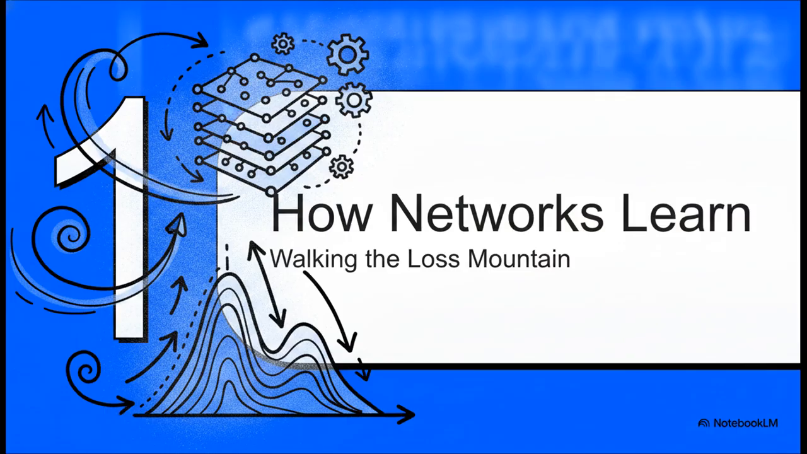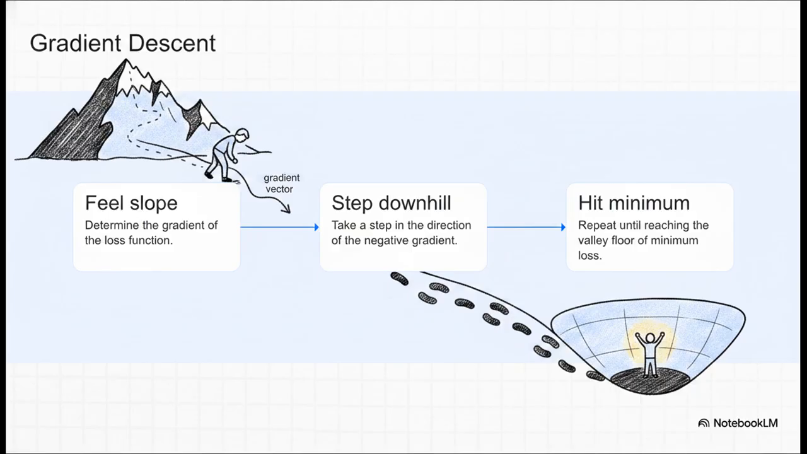Walking down the mountain: how networks learn. Okay, so we have this curving, bending network, but how does it actually learn? This brings us to a beautiful concept called gradient descent. Imagine you're trying to walk down a really steep, rocky mountain, but it's pitch black outside. You can't see a thing.